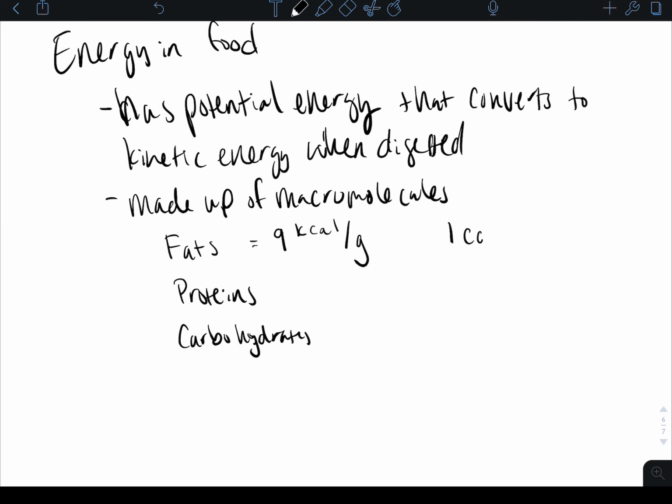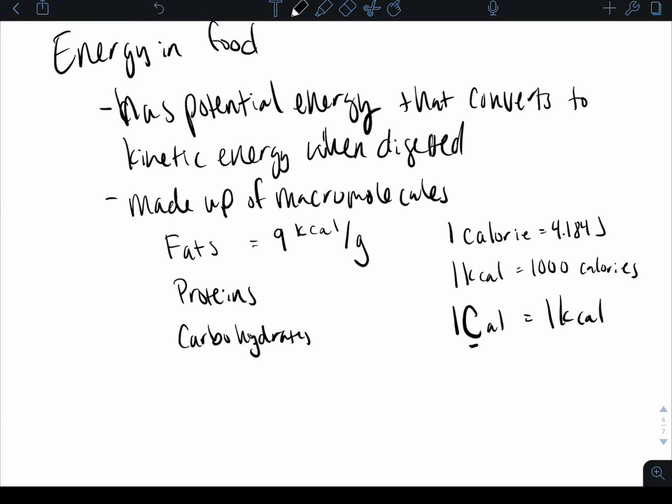where 1 calorie is equal to 4.184 joules, and 1 kilocalorie is equal to 1,000 calories. And then 1 big C calorie is equal to 1 kilocalorie. So this is what is on food labels. Okay, proteins and carbohydrates both have 4 kilocalories per gram.